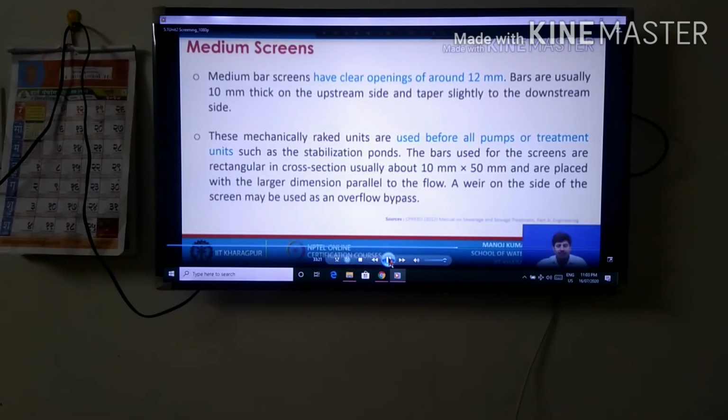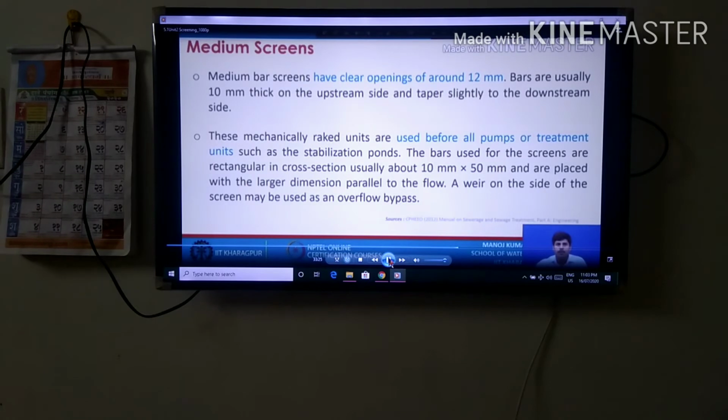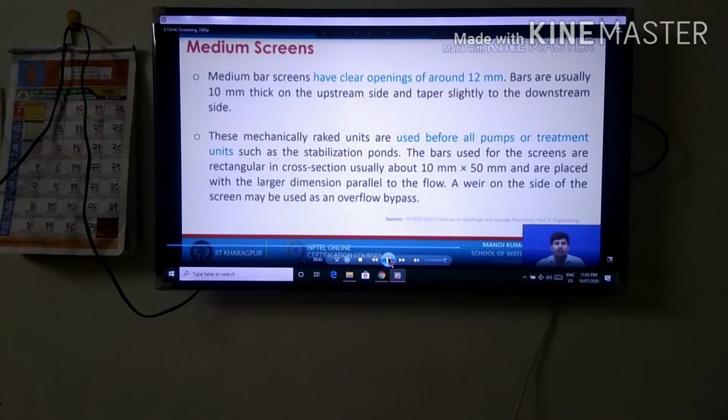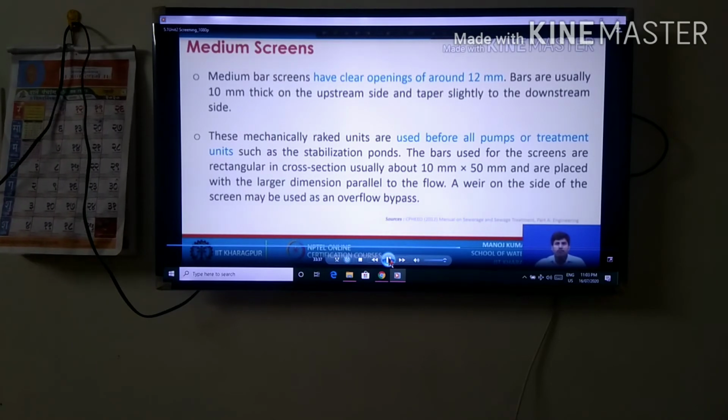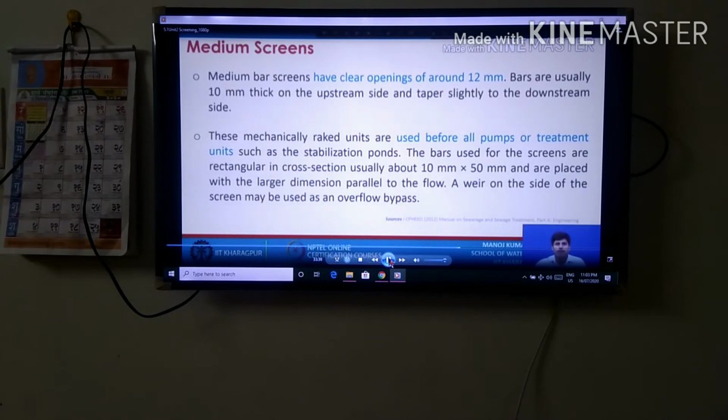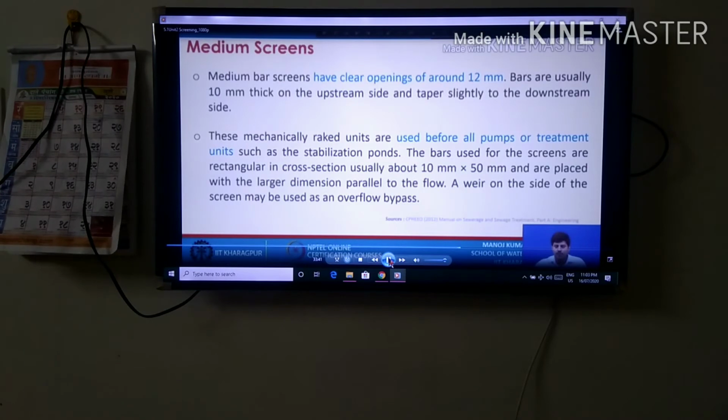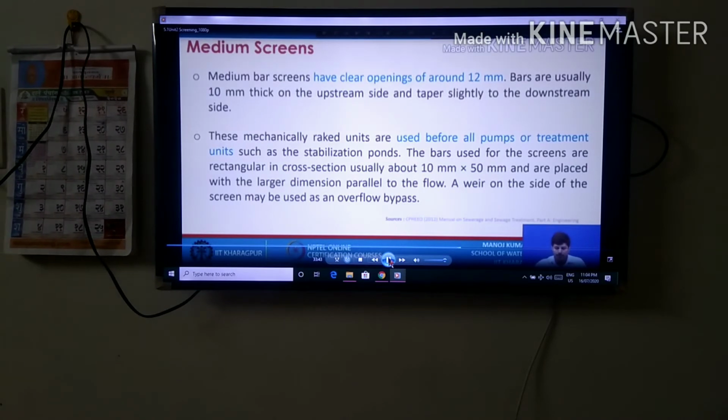Then we have medium screens. Medium bar screens have a clear opening of around 12 mm. Okay, very less used though. These are typically 10 mm thick on the upstream side and tapered slightly towards the downstream side. These are mostly mechanically raked units and used before pumps or treatment units so that things can get protected and should not be allowed to pass through.